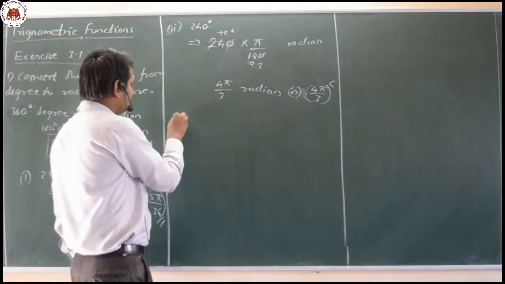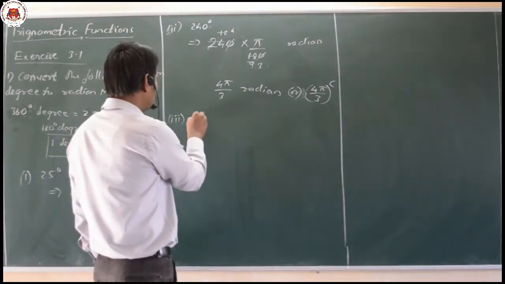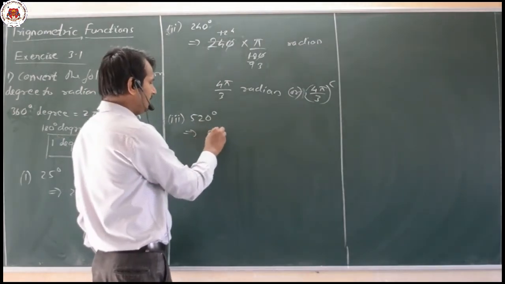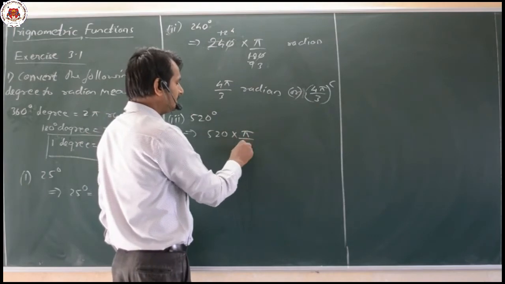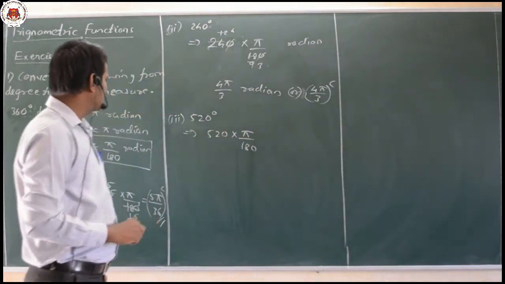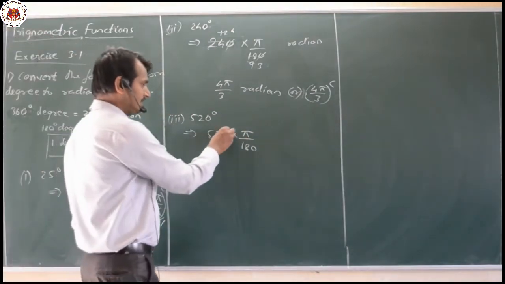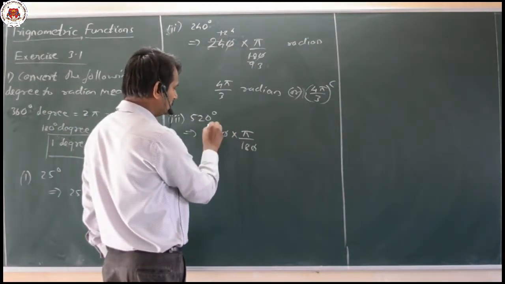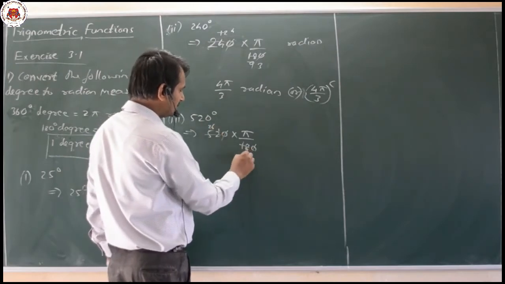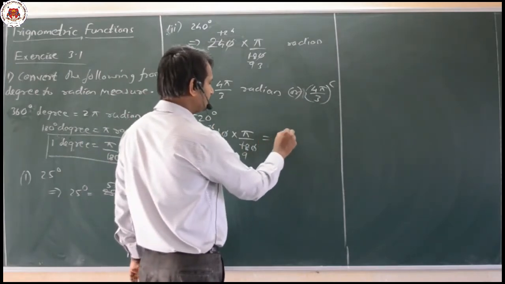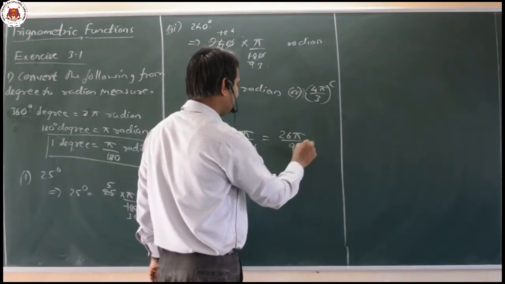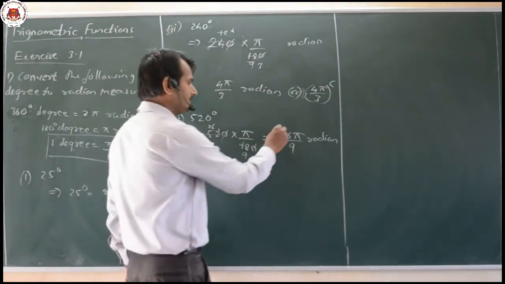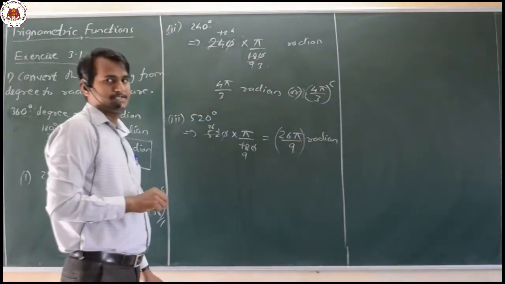Next, the third one is 520 degrees. Same as before, 520 into pi divided by 180. Here the 0 gets eliminated, now we cancel it: 2 2s are 4, 2 6s are 12, 2 9s are 18. So we get 26 pi divided by 9 radian, or you can simply write it by the symbol. That is our required result.